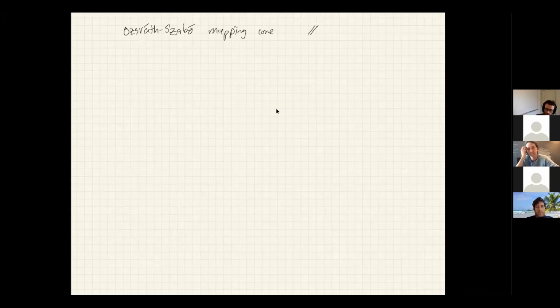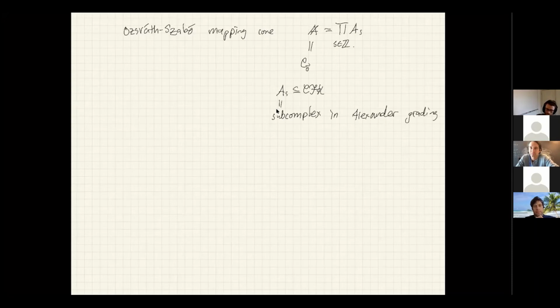So their A, which is like the C0 in the Manolescu-Ozsvath notation, is, I guess you would say, a direct product over A sub S, where S is in Z. But actually, A sub S is identified as a subcomplex of this knot Floer complex, the subcomplex in Alexander grading S. They usually describe it as part of CFK infinity lying above some Alexander filtration, but there is an alternate perspective where you have an Alexander grading on this free complex over F adjoin UV.